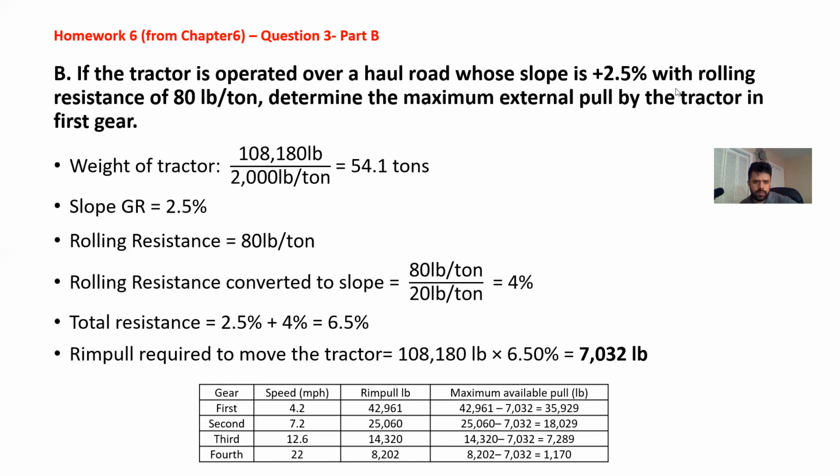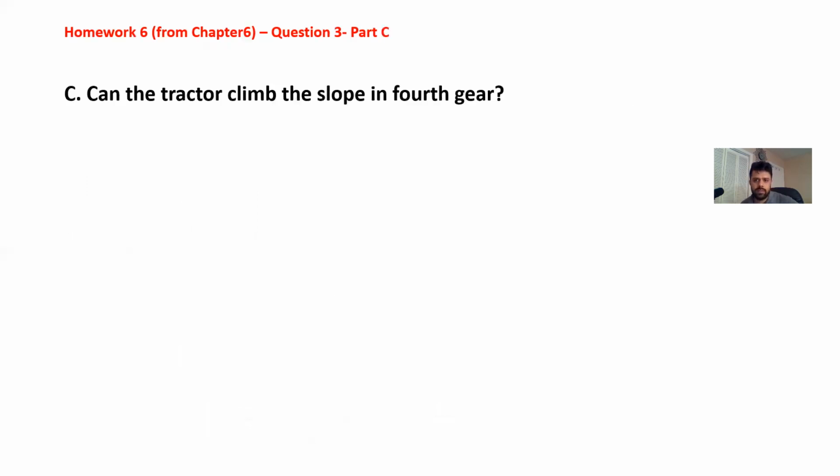Let me take this question. Then we only need to do this for the first gear. Let's see, determine the maximum pull by the tractor. Yes, you're right. The problem is asking us to find the pull for the first gear, but what I wanted to show you is that the available pull also decreases as we move faster. All right, let's move on to part C.